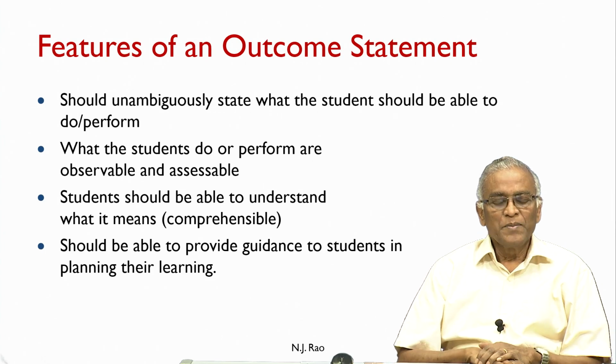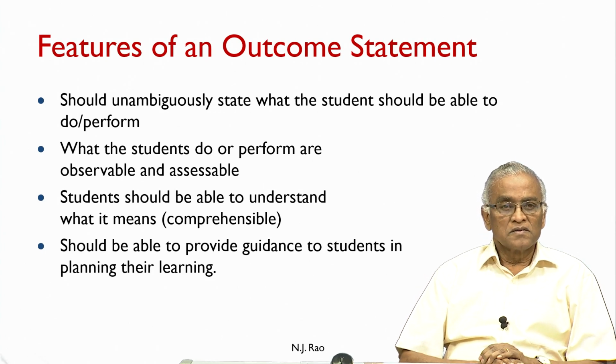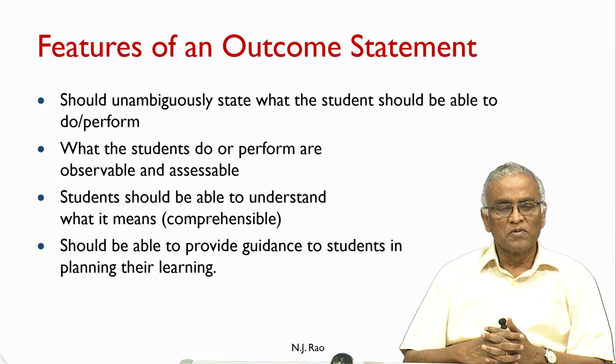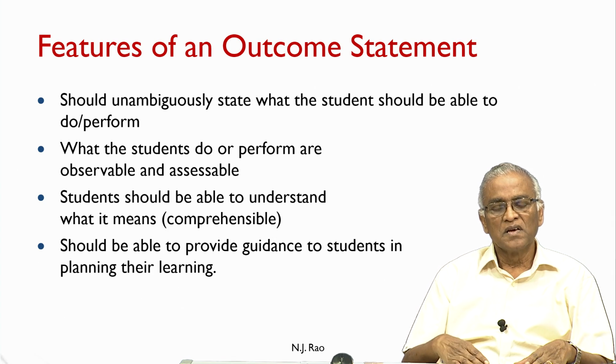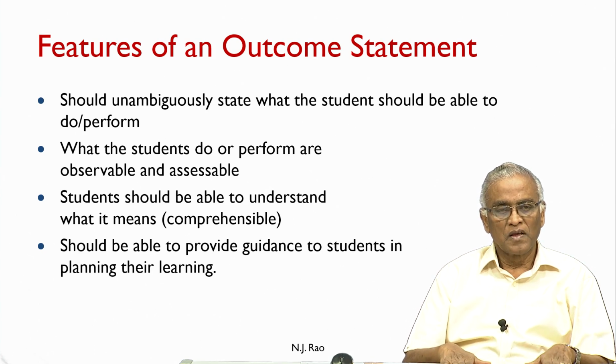Now coming to features of an outcome statement. The outcome statement should unambiguously state what the student should be able to do or perform. There should not be any ambiguity in terms of the language or in terms of the output. There should not be any ambiguity. You should not use any vague words. We will spend more time on that kind of thing.